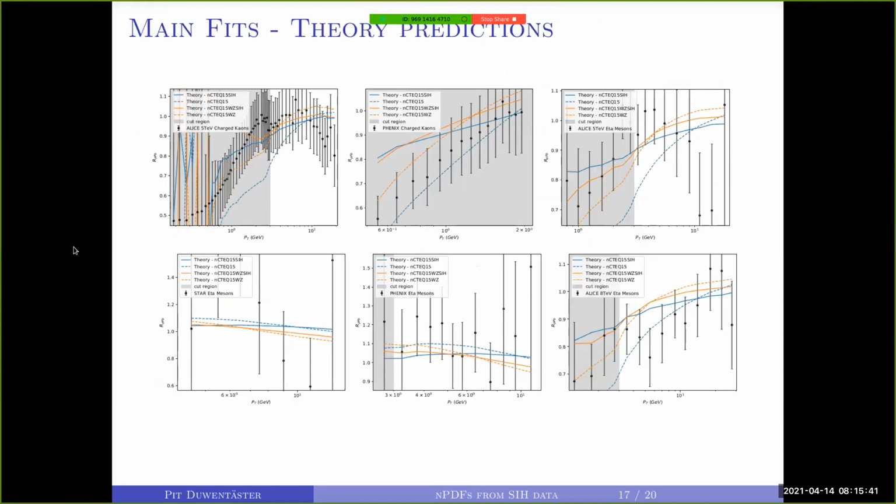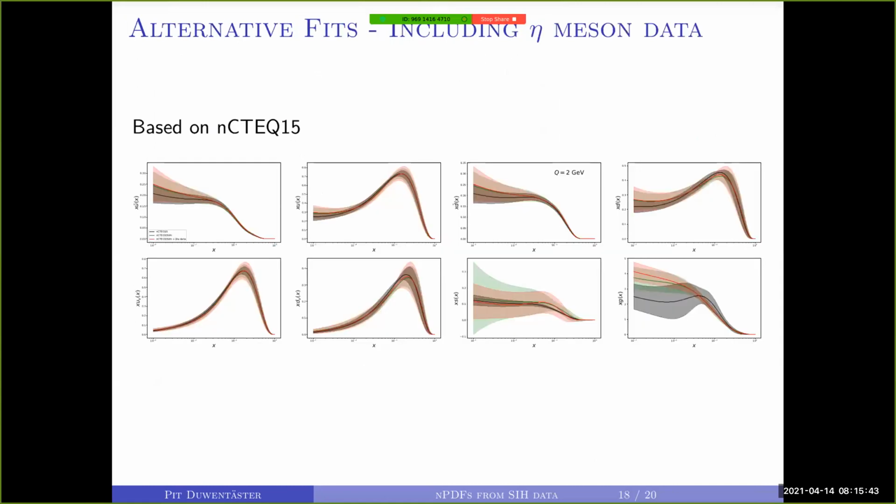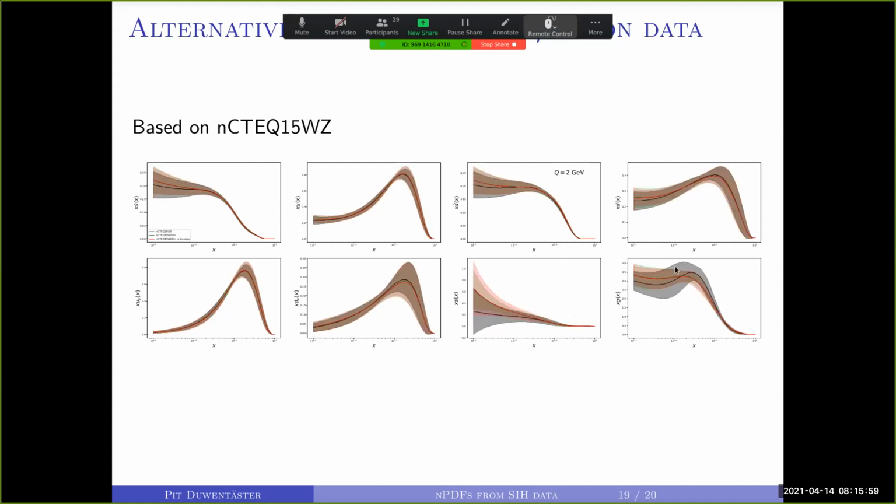Yeah, one more fit with the ITA data included, just as a check. We see in the NCTEC 15 case, this just makes a minor, even further improvement, change in the gluon, while in the NCTEC 15 WZ, the impact of the ITA data is completely negligible. So it's not too bad to exclude it because we also don't know how much uncertainty we should add.